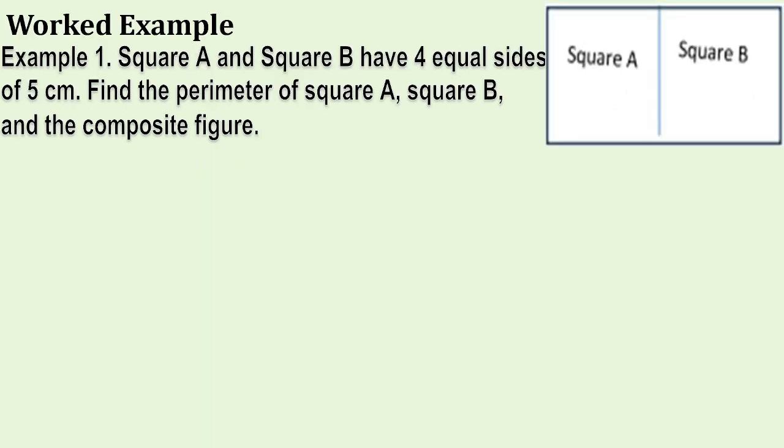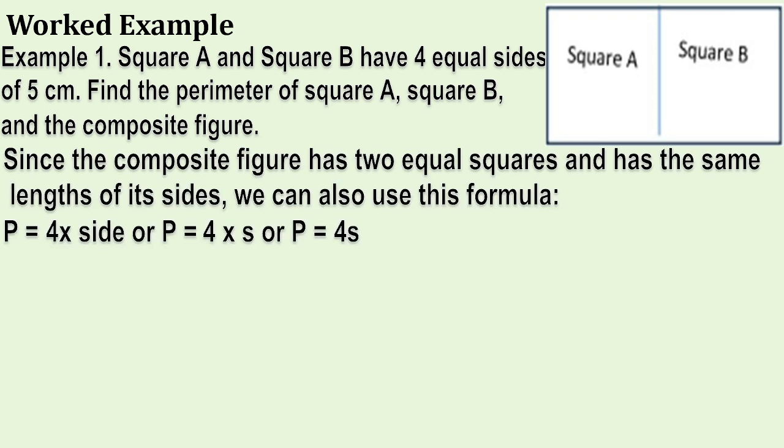Another, square A and square B have 4 equal sides of 5 centimeters. Find the perimeter of square A, square B, and the composite figure. Since the composite figure has two equal squares and has the same lengths of its sides, we can also use this formula. Perimeter equals 4 times side, or perimeter equals 4 times S, or perimeter equals 4S.